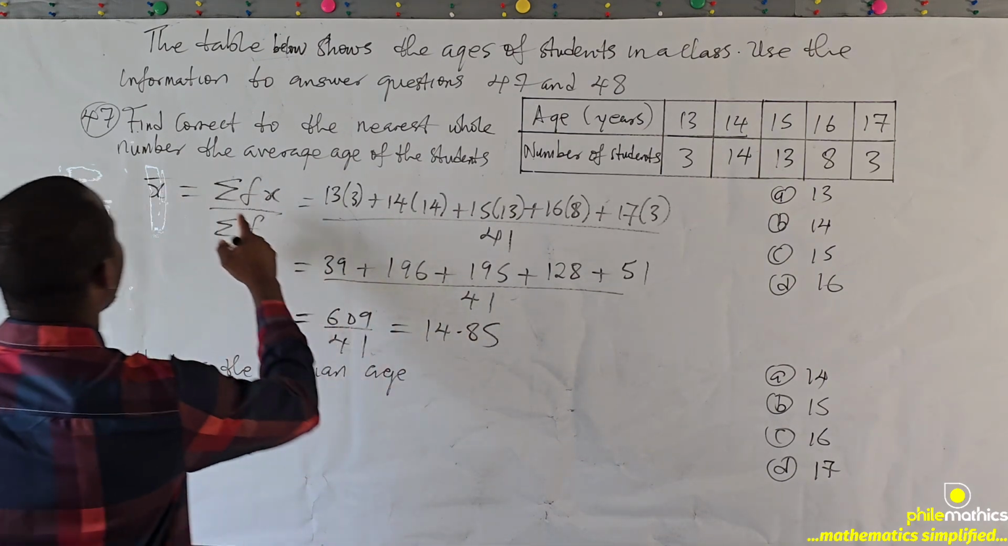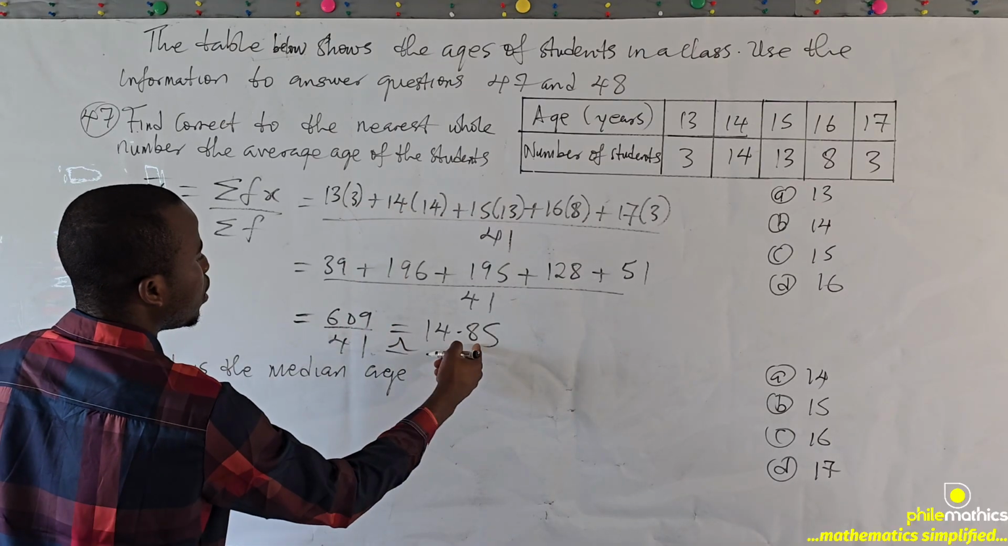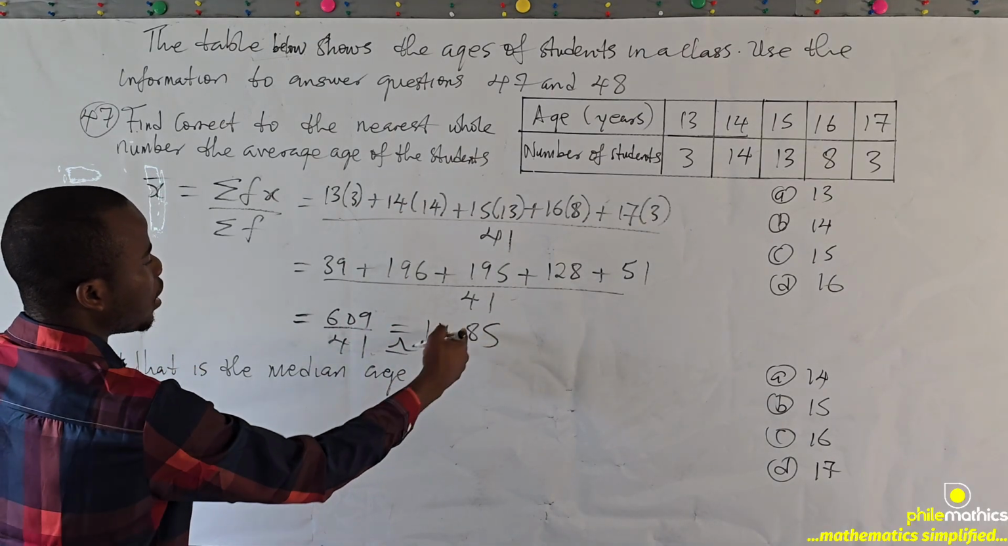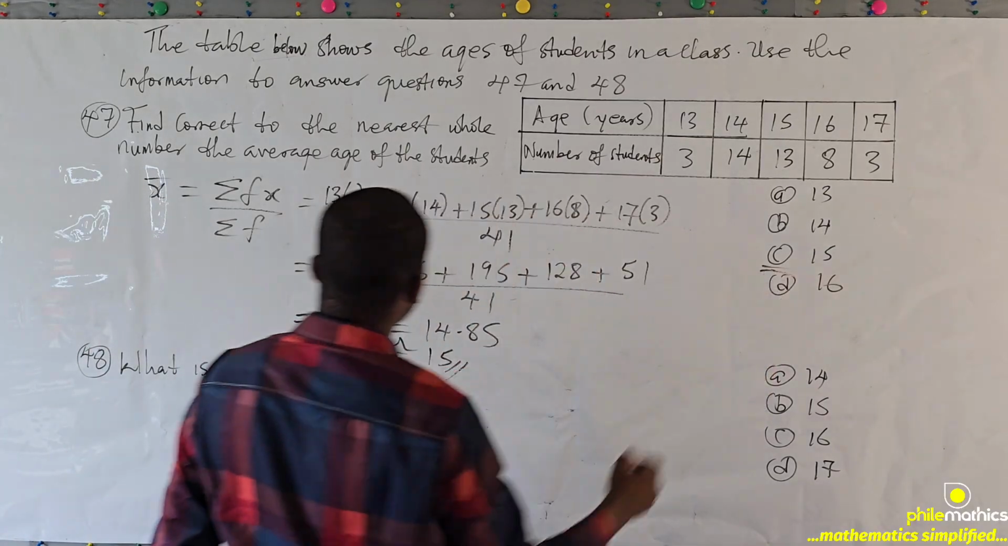14.85. We are asked to approximate it to the nearest whole number. This will be approximated up, since it is 5 and above. Take it as 15. And the correct option is C.